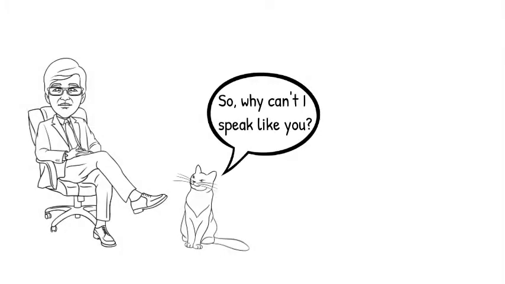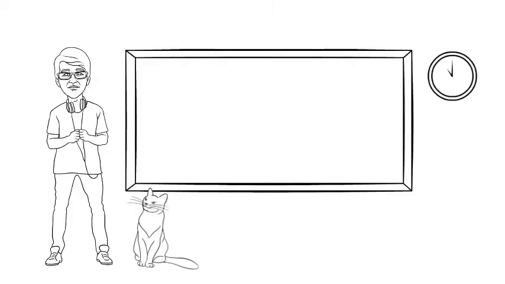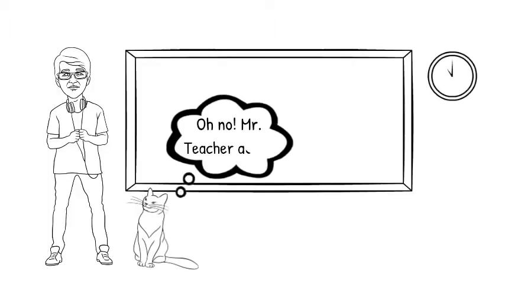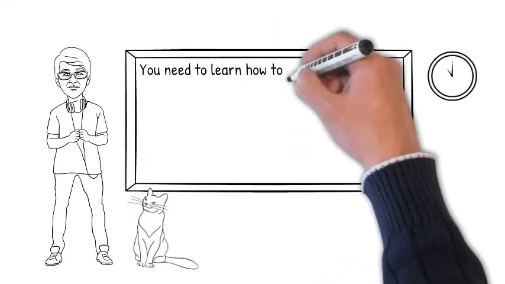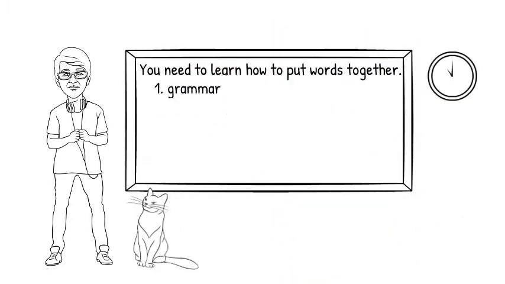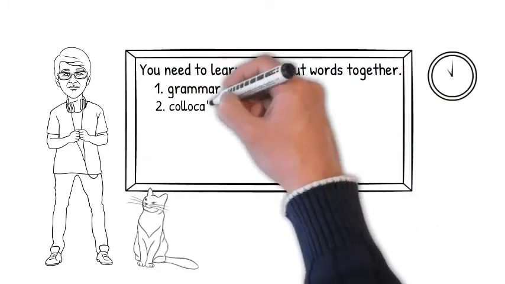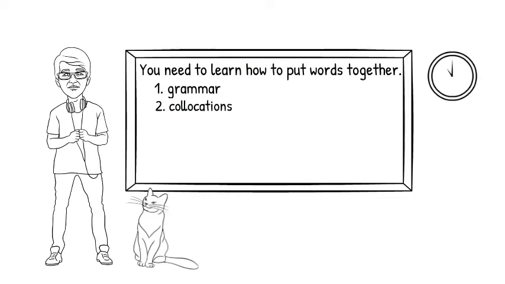Oh, that's another excellent question. The reason is that knowing these words is not enough. You need to know how to use them. In other words, how to put them together. So the reason you can't speak like an advanced speaker of English is because you need to learn more grammar, you need to learn more collocations, but mostly it's because you're a cat.